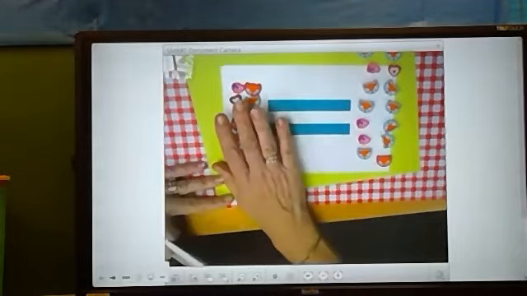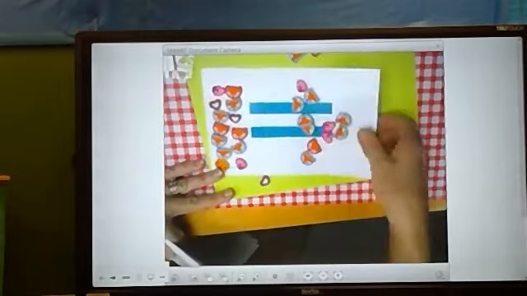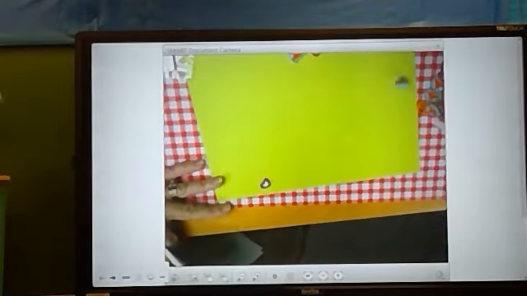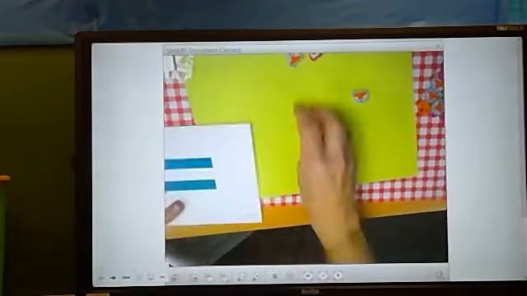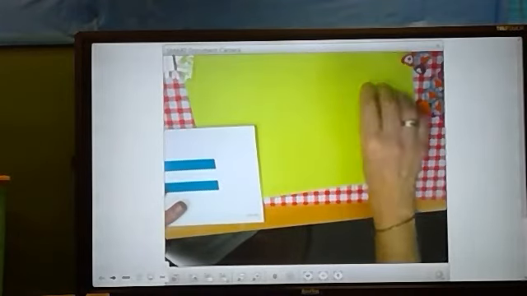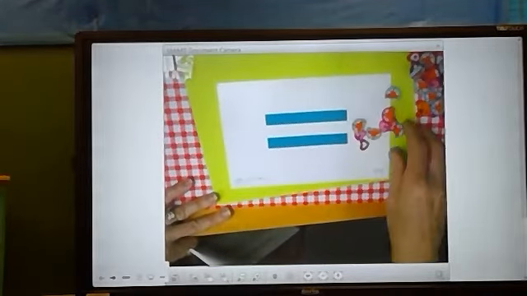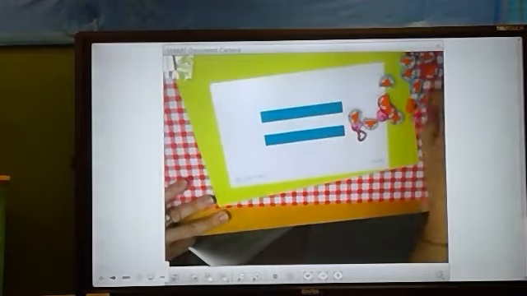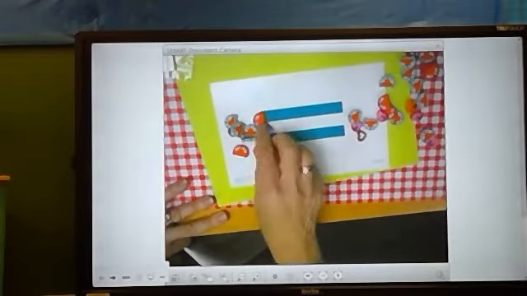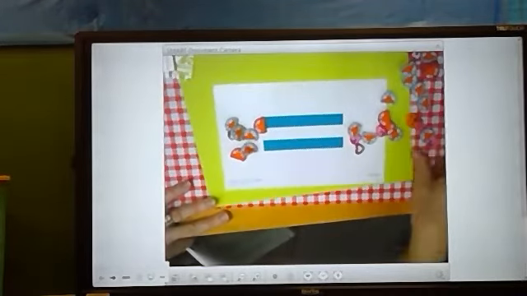Let's try it again. Okay. Try it again. This would be more fun if you guys were here with me because you guys would be the ones grabbing manipulatives here on the carpet, and we would be doing it on the carpet.